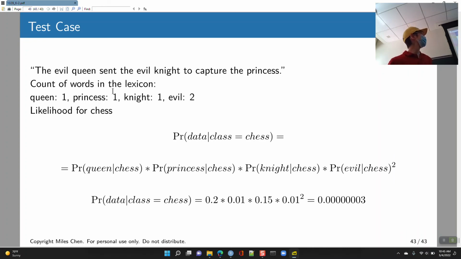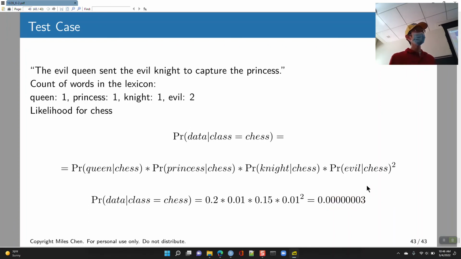we say, okay, well, what is the likelihood that this sentence is about chess? Okay, and if it's about chess, we have the same counts, but our probabilities are different. Queen has a probability of 0.2, but princess makes it much less likely to be about chess, 0.01. Knight has a decent probability, 0.15, but the word evil is unlikely to appear in chess discussions, and so we would have 0.01, and it appeared twice, so we're going to have 0.01 squared, and therefore the likelihood for this thing is going to be like 10 to the negative 8 times 3, okay, 0.000003.